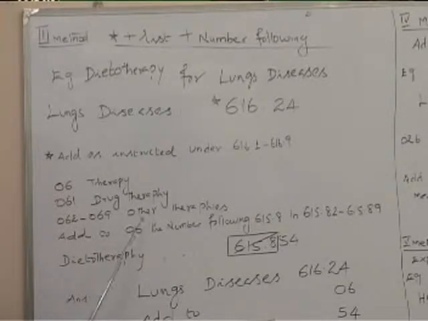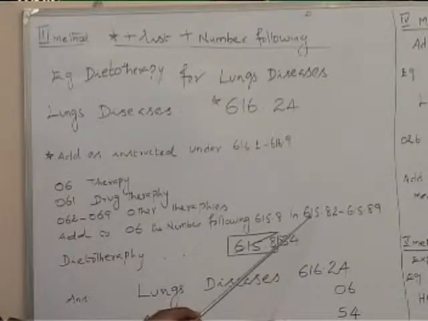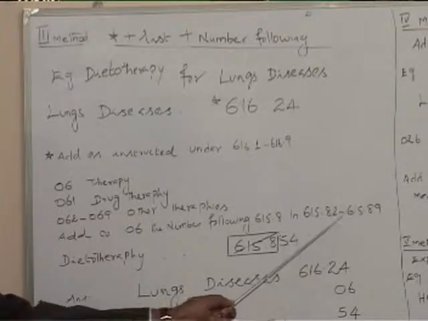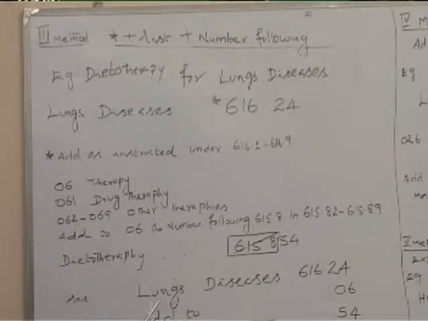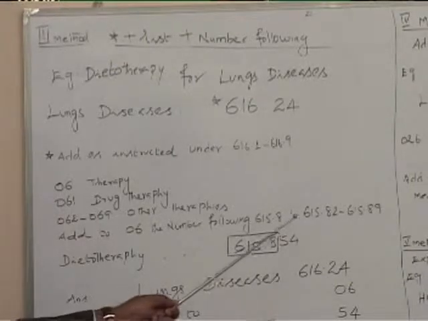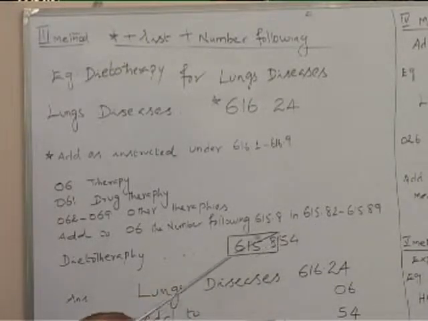Add to 06 the number following 615.8 in 615.82 to 615.89. This type of instruction you can find in the list under 062-069. What it means, for finding out dietotherapy, you are asked to go to 615.82. You have to start your searching from 615.82 to 615.89. In between, dietotherapy is available. So when you go there in the pages of 615.82 where it starts, when you go on searching, you can find dietotherapy under the number 615.854. Yes, go there and find it in the schedule, 615.854.